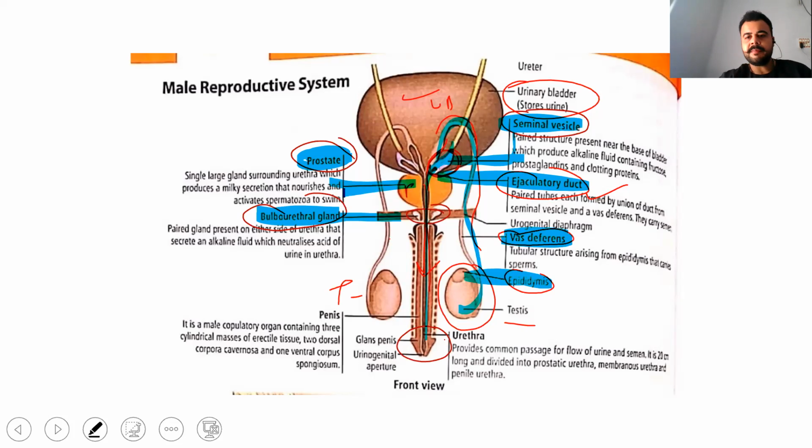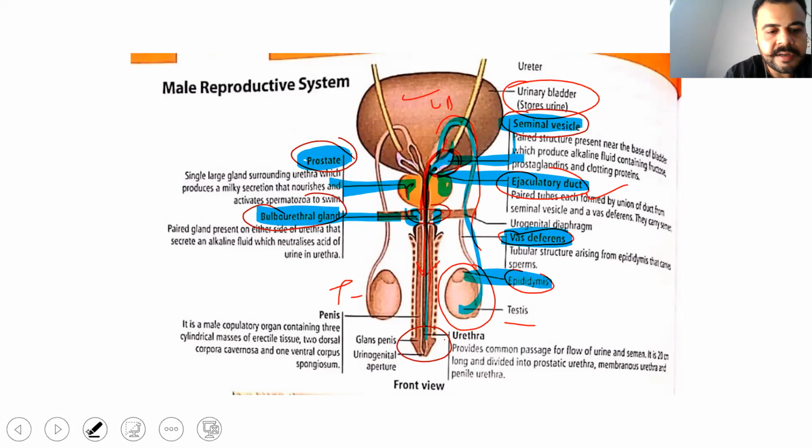And this ejaculatory duct will pass on to the urethra, and then the bulbourethral gland and prostate are added. As you can see, the prostate is over here. This is the prostate. This is the bulbourethral gland. This is the prostate. So the secretions are added in this part.